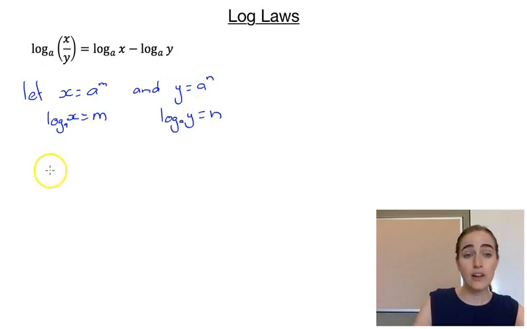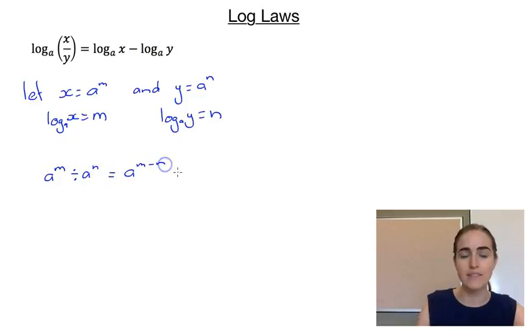All right, we're going to start off with the index law that this is related to. We had a to the m divided by a to the n is equal to a to the m minus n.